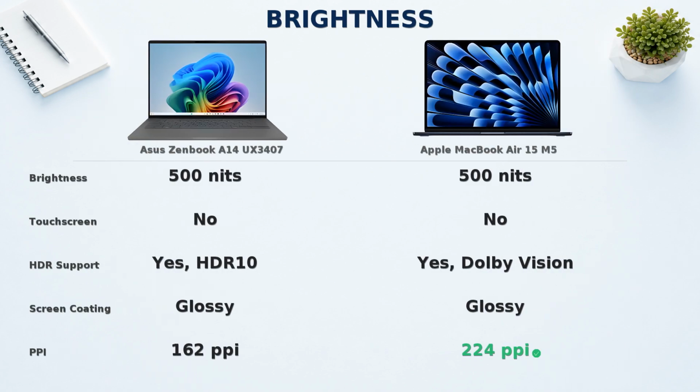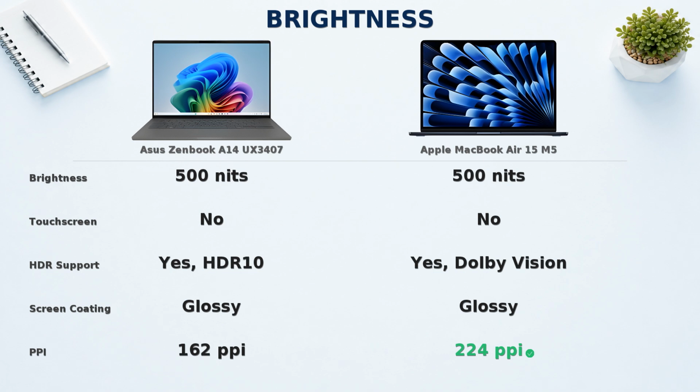Both Zenbook and MacBook Air reach 500 nits, so sunlight readability is identical, and neither offers a touchscreen. HDR is supported on both, but MacBook Air uses Dolby Vision while Zenbook supports HDR10. Most users won't notice a difference. Glossy coatings mean reflections are similar on both screens, so you'll need to angle them away from bright lights. Where MacBook Air stands out is pixel density. 224 pixels per inch versus Zenbook's 162 pixels per inch, so text and images look sharper throughout your day.